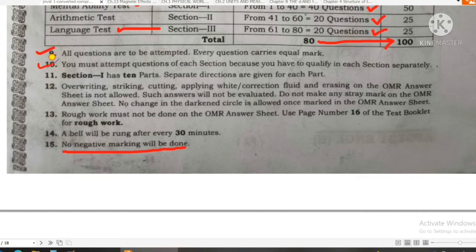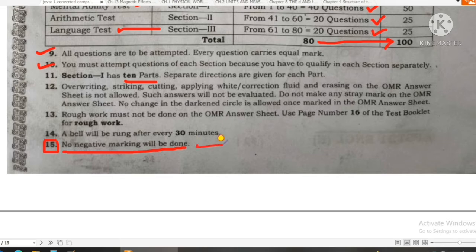You must attempt each section because you have to qualify in each section separately. In Section 1, there are 10 parts, and separate directions are given for each part. The last point, general instruction number 15, is most important because it mentions that there will be no negative marking. So you take care, you have to attempt all the questions, don't leave any question unattempted.